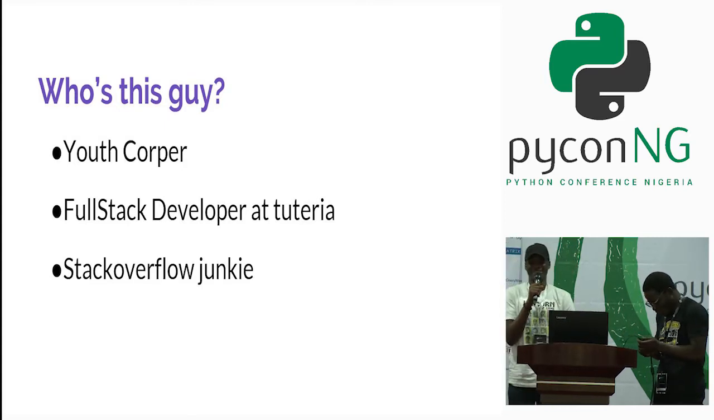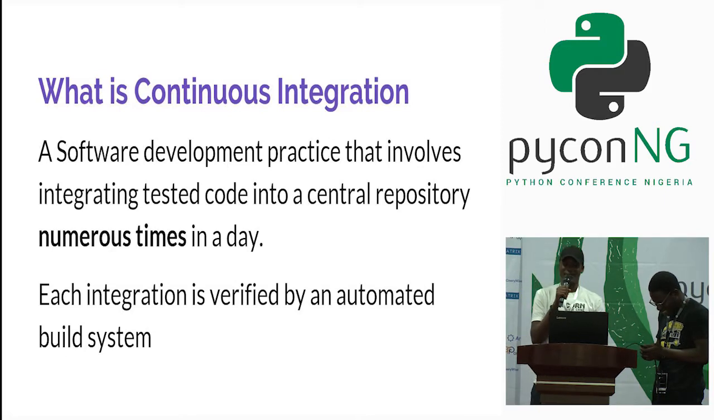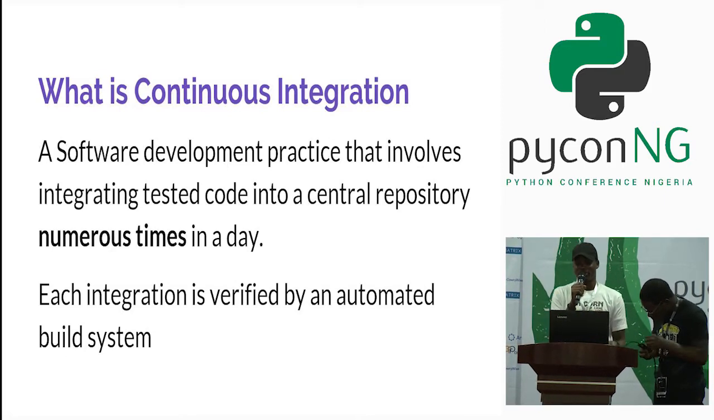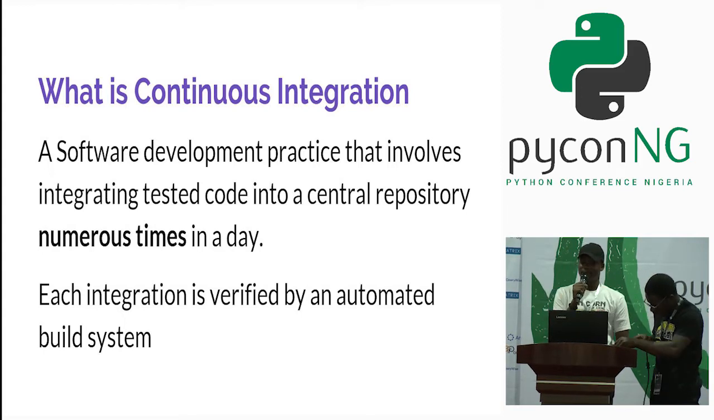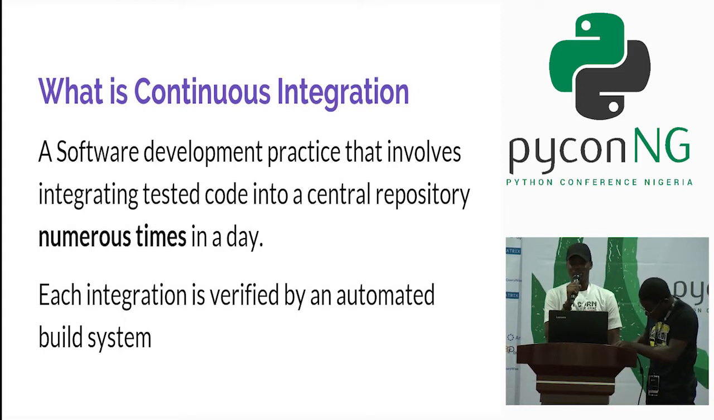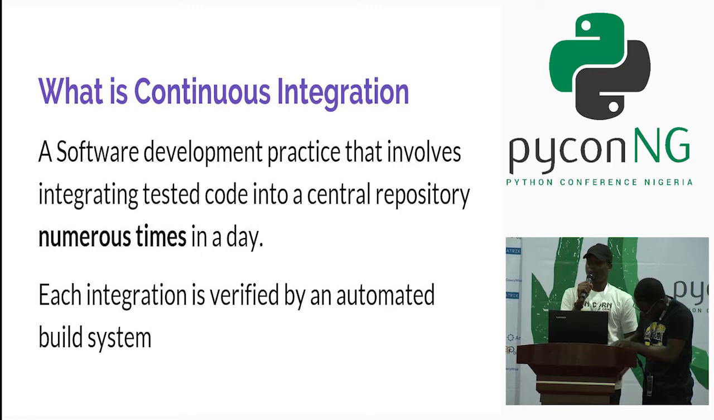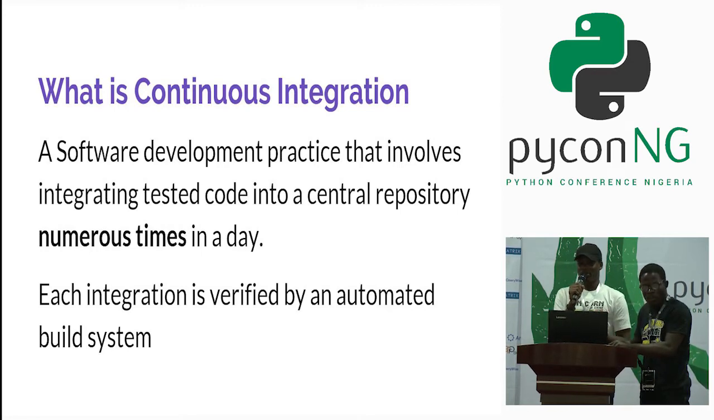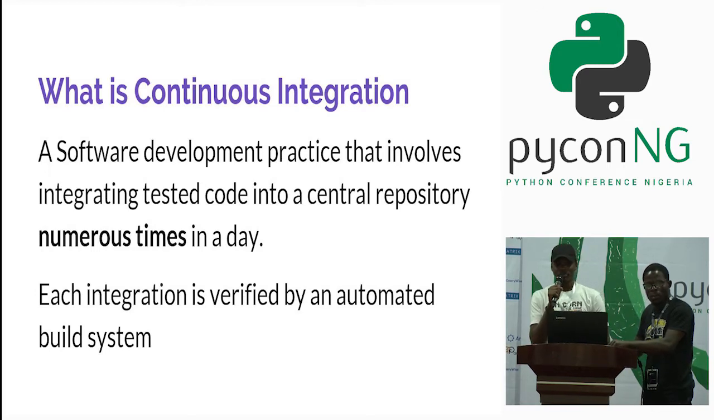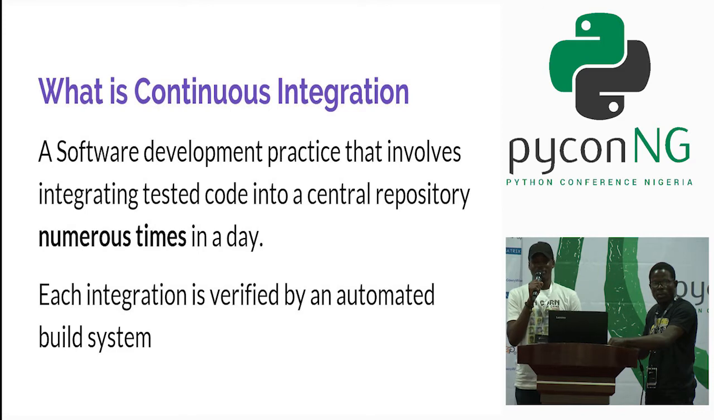Okay, so what's continuous integration? According to Google, continuous integration is a software development practice that involves integrating tested code into a central repository numerous times in a day, and each integration is verified by an automated build system. That's, for me, a textbook definition. It's very long and doesn't really make any meaning.